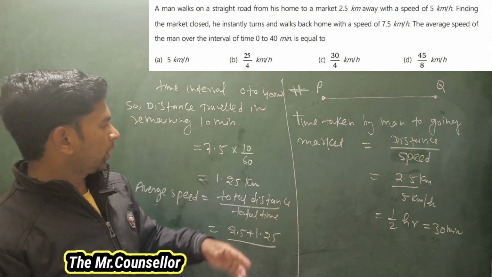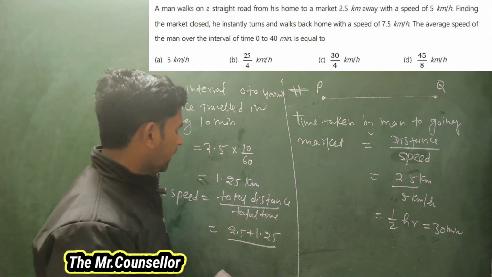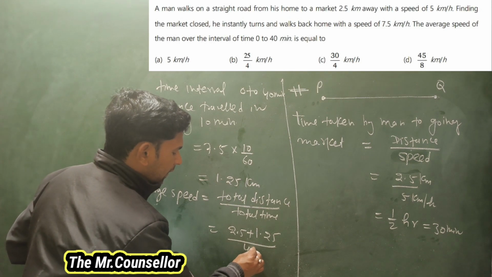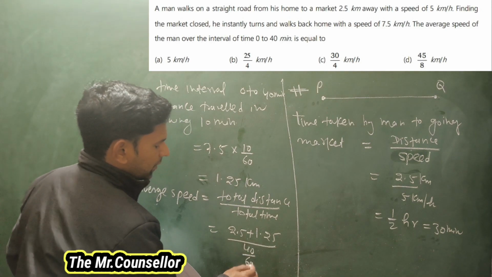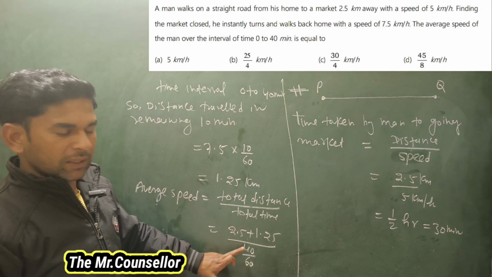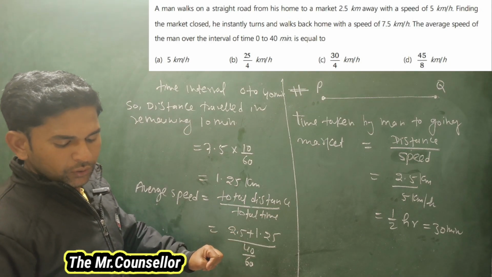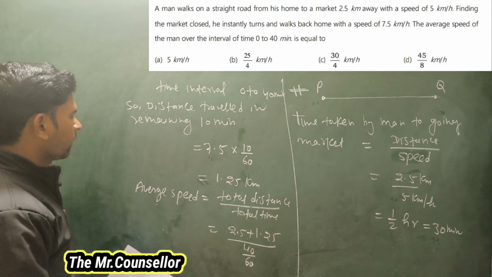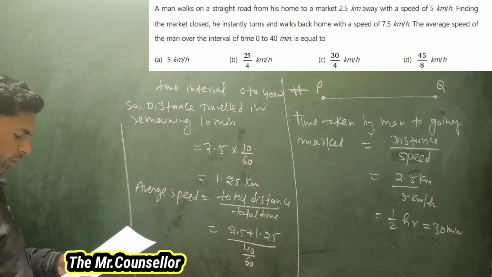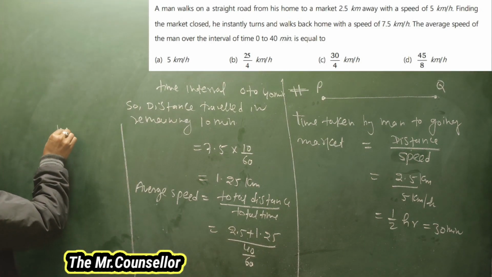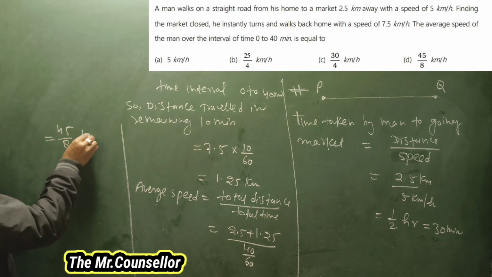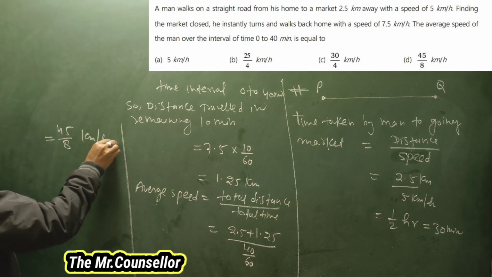So 0 to 40 means we consider 40 divided by 60. Yes or no? The minutes given, we are going to convert into hours. So finally, when you solve this, what answer are you going to get? 45 upon 8 kilometer per hour.